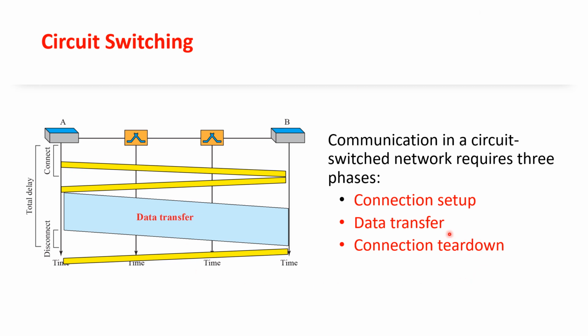In the third phase, connection teardown, it closes the established connection and releases the reserved resources. The sender or receiver signals that the communication is complete. The network terminates the connection, freeing up the reserved bandwidth for other users.